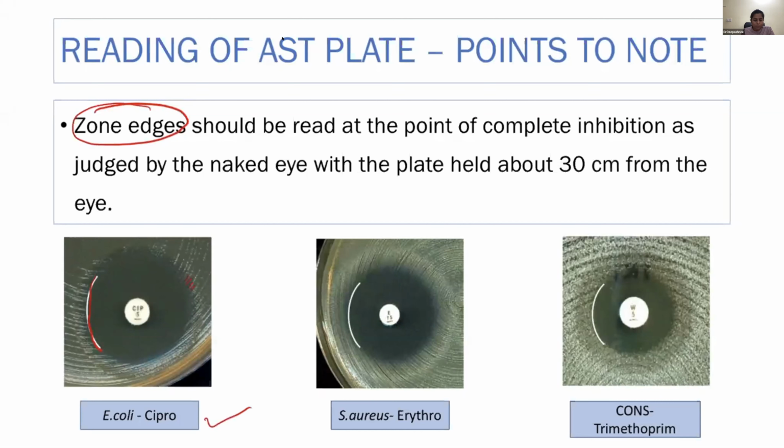This is for E. coli ciprofloxacin, Staph aureus erythromycin. Also you can see there is such a wide zone where it is a fuzzy margin. And here, CoNS trimethoprim, also you can see the edges are not very sharp, so you should take the innermost edge where the zone diameter is clearly visible.